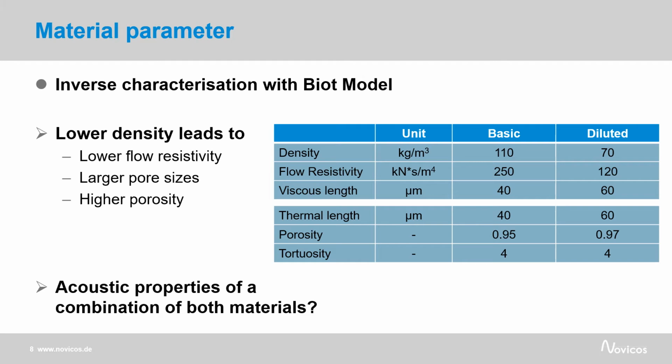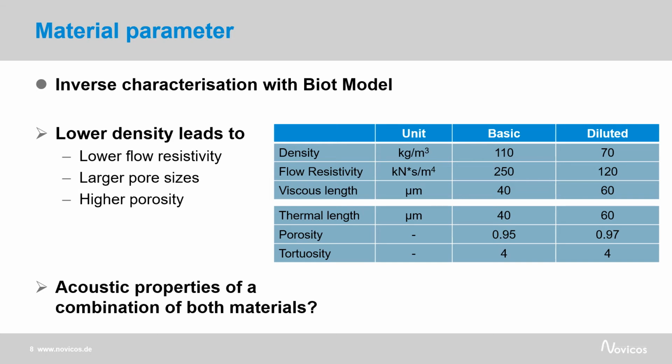The main difference between basic and diluted is the flow resistivity. With the lower density, diluted has a flow resistivity only half the size as basic. This is the parameter with the largest influence on the measured absorption coefficient. Another important parameter is the viscous length. The viscous length of the diluted sample is a little bit larger than for the basic sample. This makes sense as for the same volume of liquids, less structure was available to form the network, and the resulting pores therefore need to be larger.